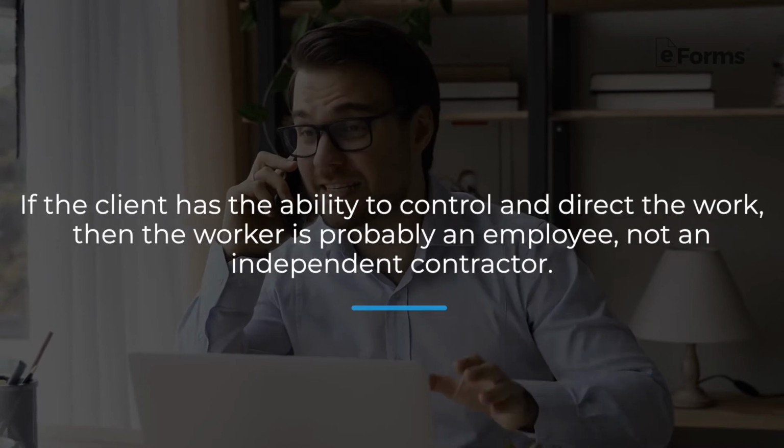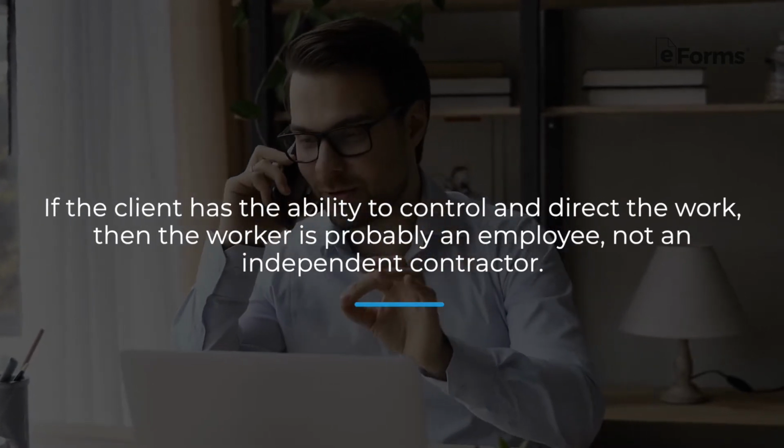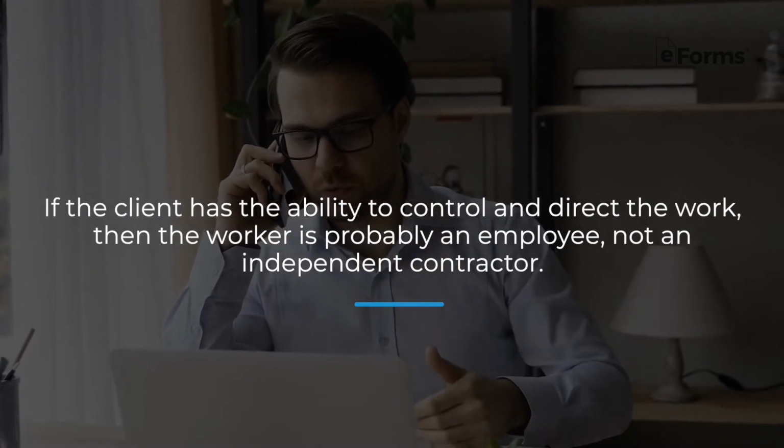But for the most part, federal law on independent contractors defers to what is known as the common law definition of an employment relationship. If the client has the ability to control and direct the work, then the worker is probably an employee, not an independent contractor.